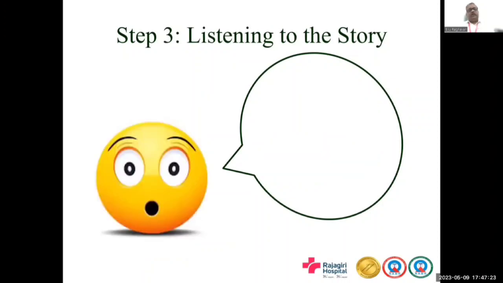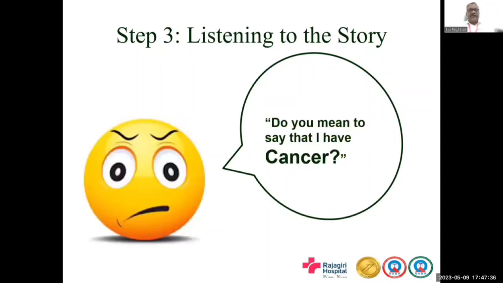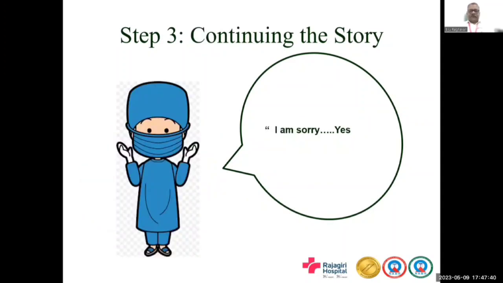So now eye contact is there, so we proceed with the story. The tube test was done to see if your tumor was something like a cancer or not. Cancer? Do you mean to say that I have cancer? I'm sorry. Yes.